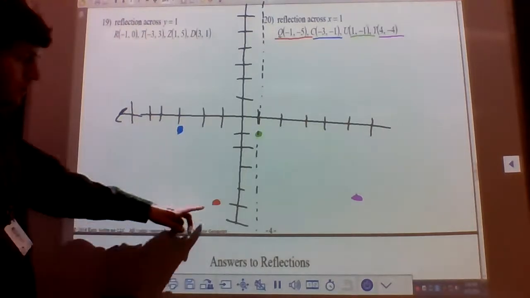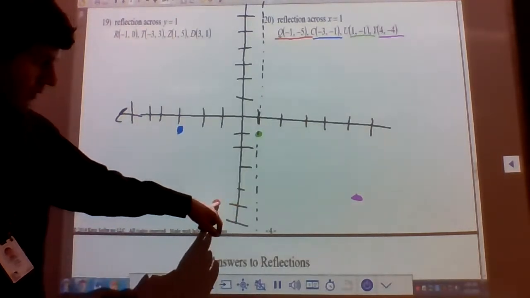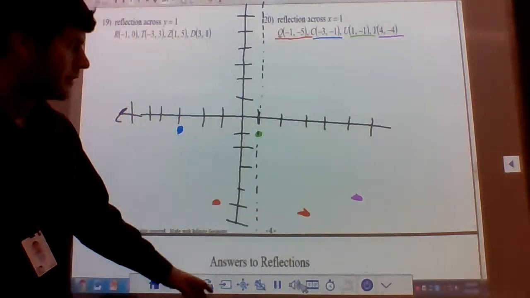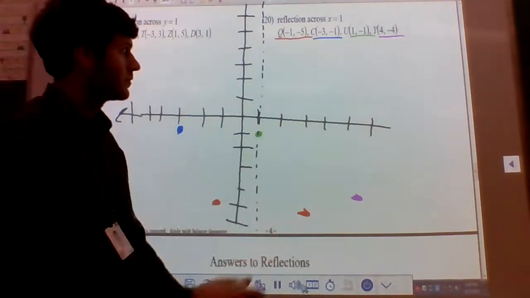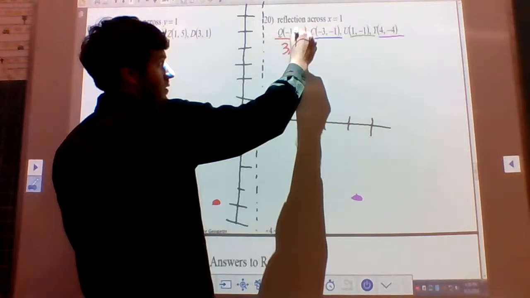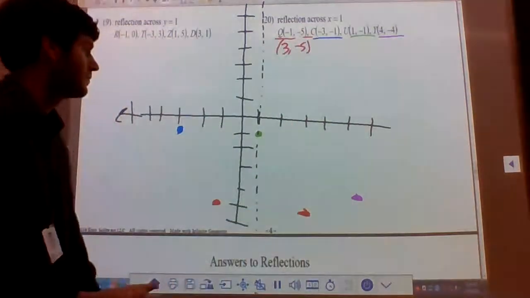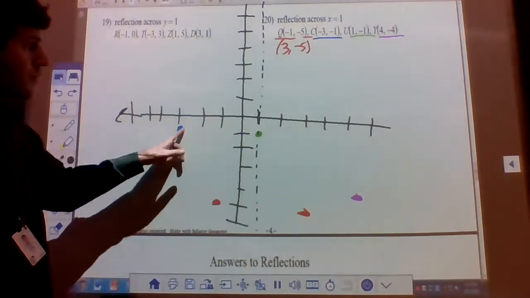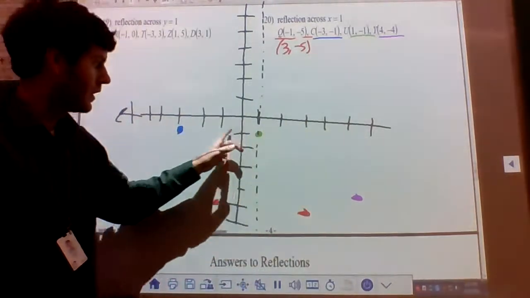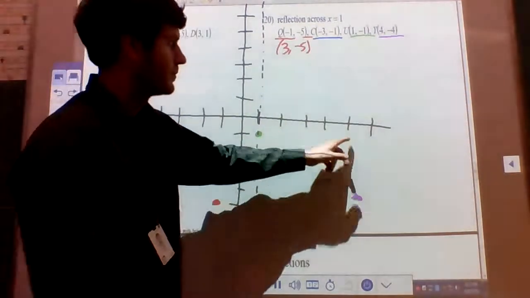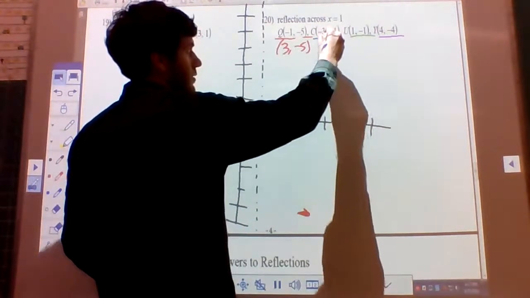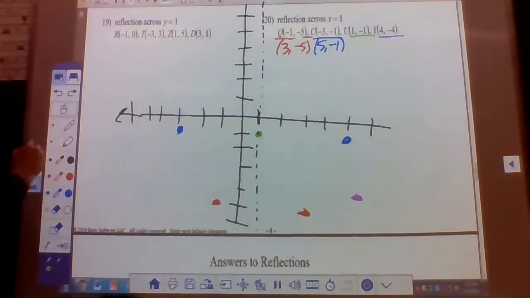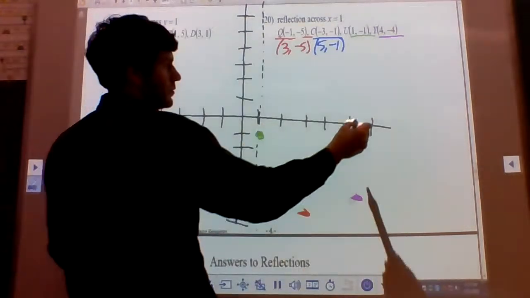So let's look at the Q. It's 2 to the left, therefore we want to go 2 to the right, which is going to be 3, -5. The blue one here, C, is 1, 2, 3, 4 to the left, so we want to go 4 to the right, which puts it at 5, -1. The green one, which is U, is on the line, so it's not going to change.